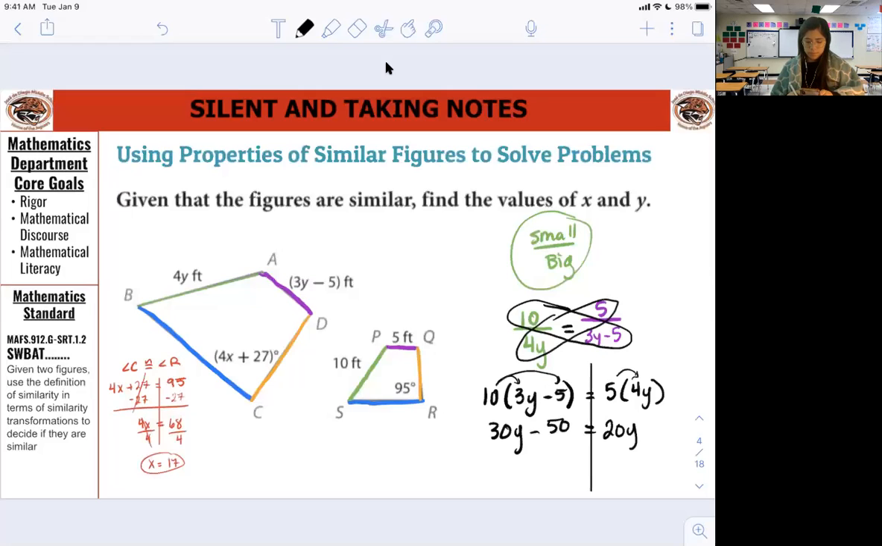I got 5. 5. What do we think, guys? Anyone else? Jalen agrees. And Emily agrees. Good job, guys.